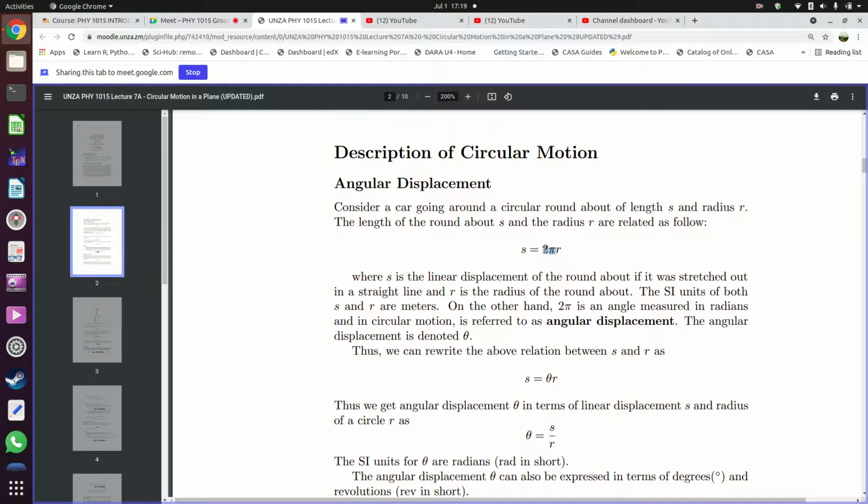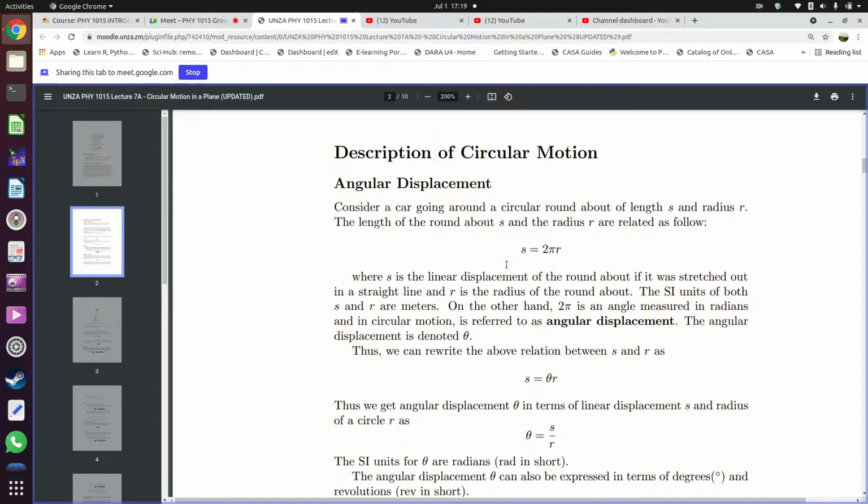360 degrees is an angle. If 360 degrees is an angle, then 2 pi is also an angle. But 2 pi has units which are not degrees. 2 pi is measured in what's referred to as radians. It is this 2 pi here which is referred to as angular displacement. The 2 pi we are seeing here is an angle referred to as angular displacement.